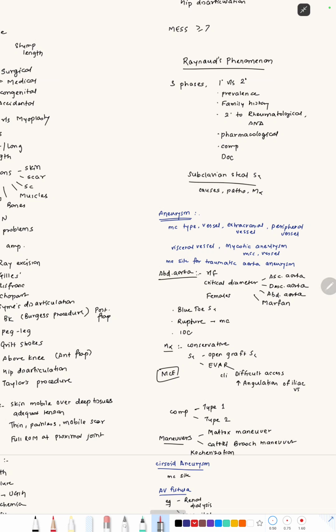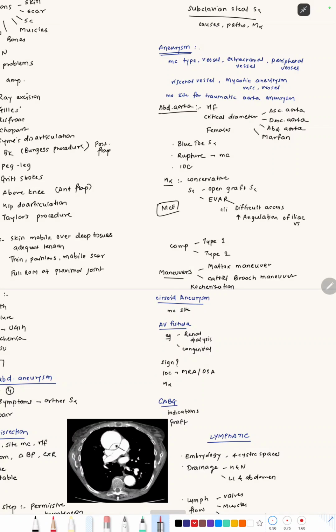Now there is something called subclavian steal syndrome. The cause is stenosis in the first part of the subclavian artery. It is most commonly because of thrombosis, that is atherosclerosis, or secondary to thoracic outlet obstruction. The pathophysiology is that during exercise, there is a retrograde blood flow from the vertebral artery that will lead to multiple syncopal attacks. The management here is angioplasty.